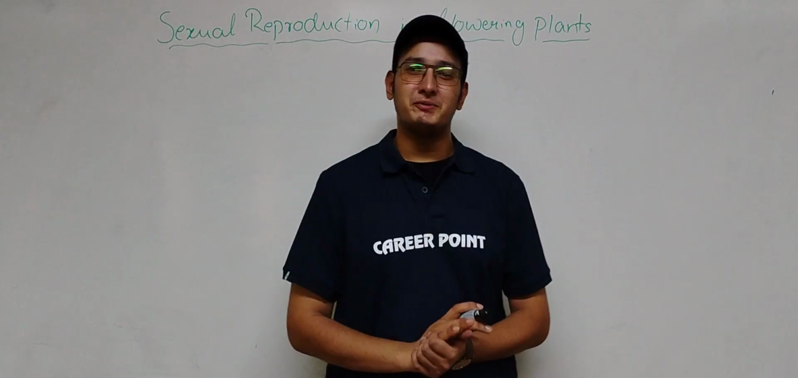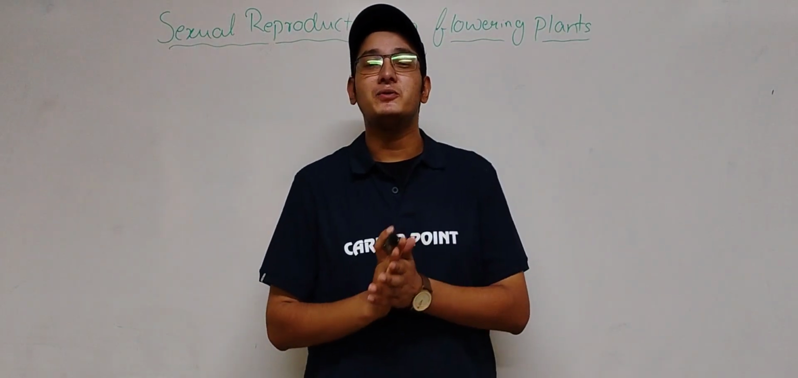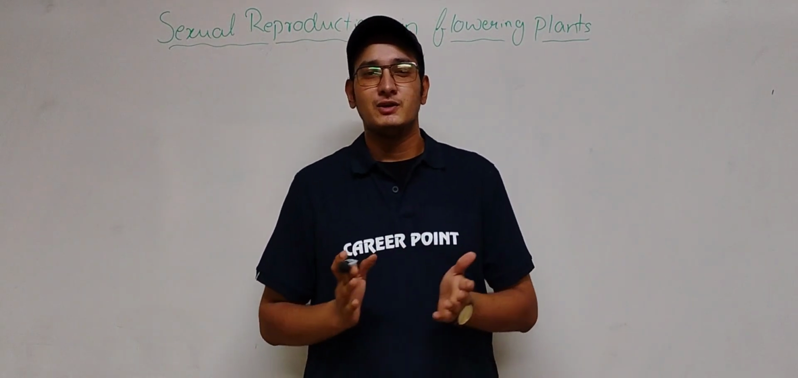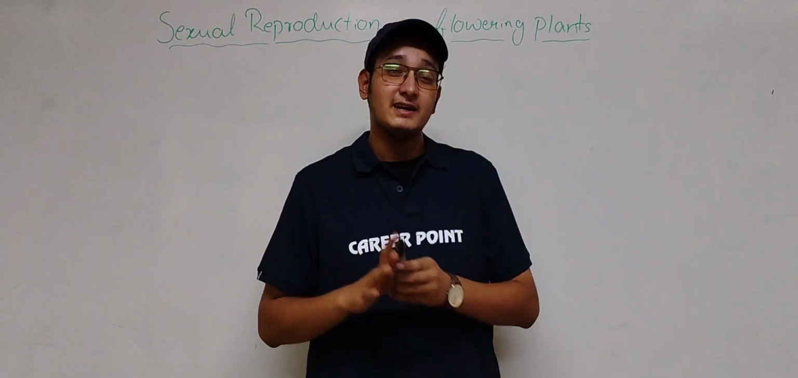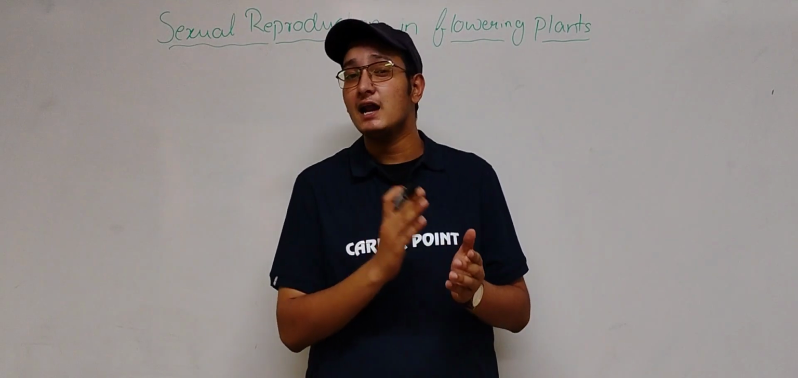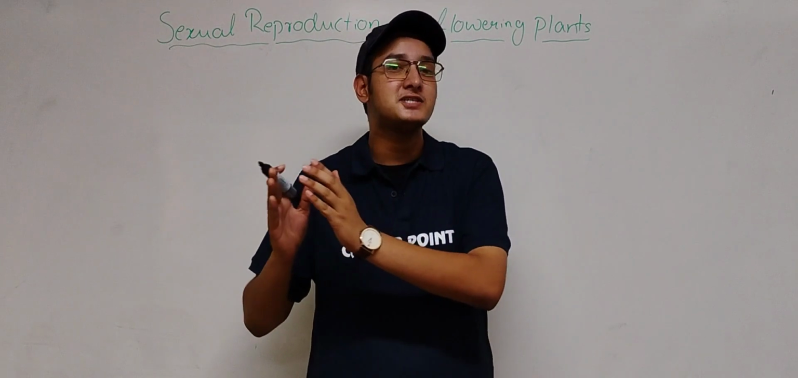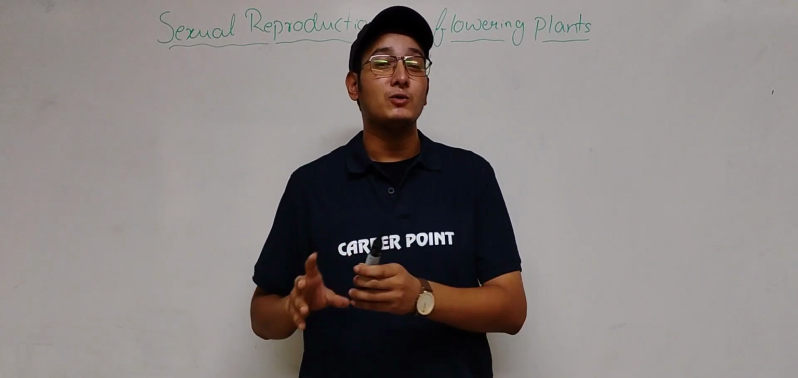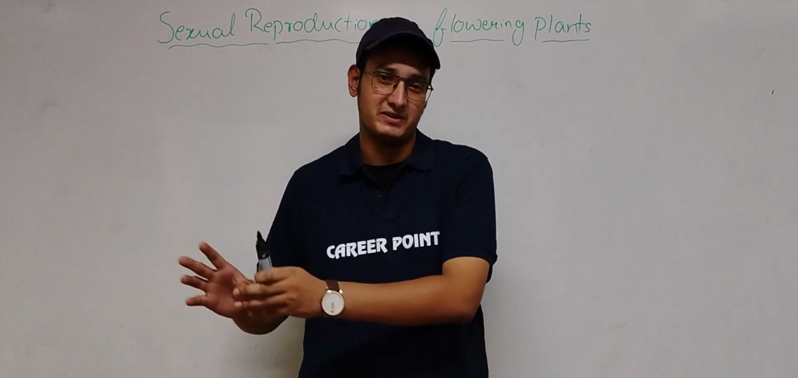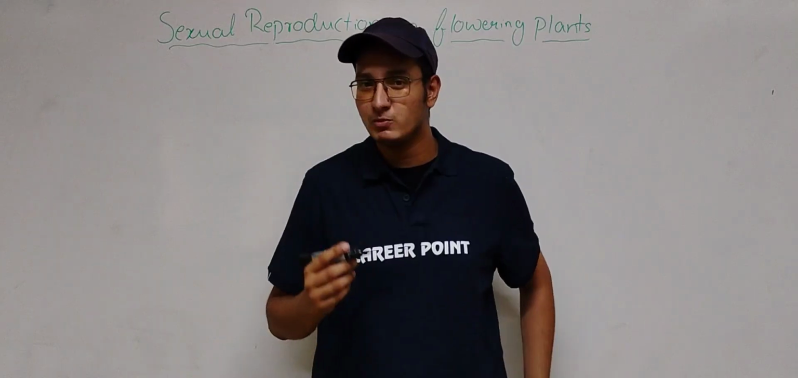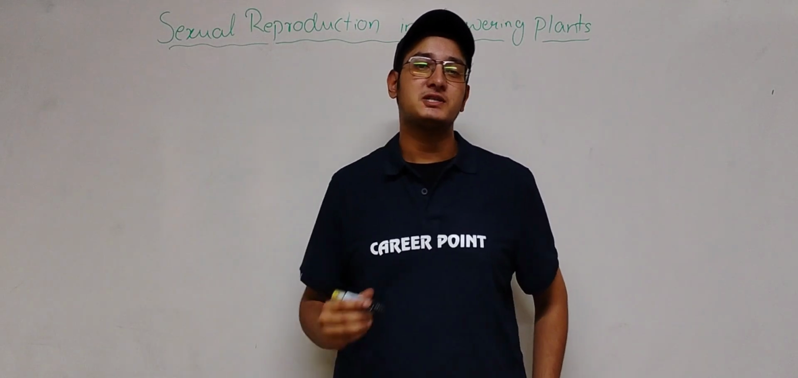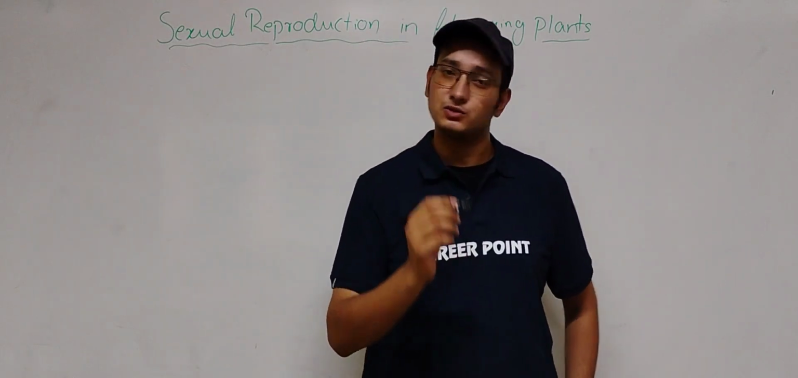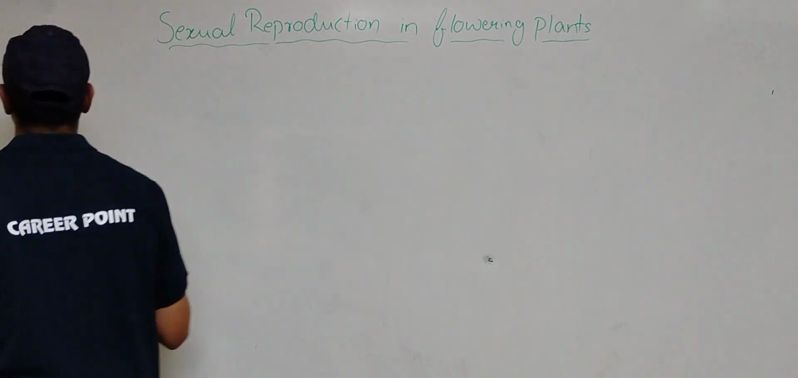Very good afternoon everyone. Today we are going to start a new chapter in the second year. If you remember, in the first year in plant kingdom we have discussed about algae, bryophyta, pteridophyta and gymnosperms. There we didn't discuss much about angiosperms because they deserve a separate chapter. So today we are going to study about that topic, sexual reproduction in flowering plants. So let's start the class.